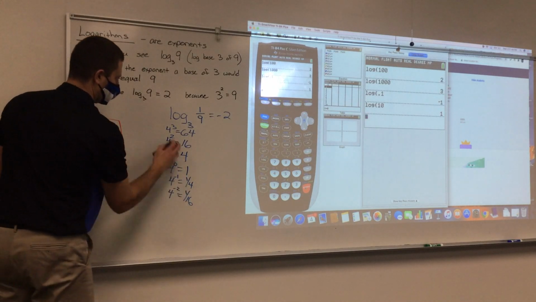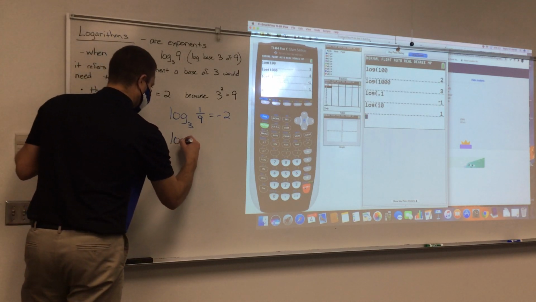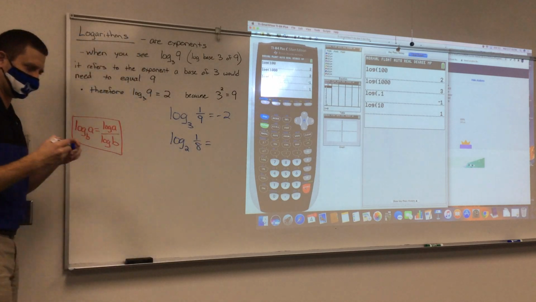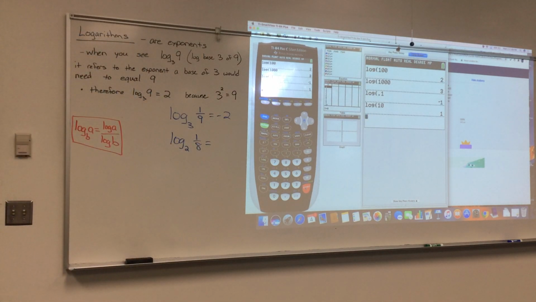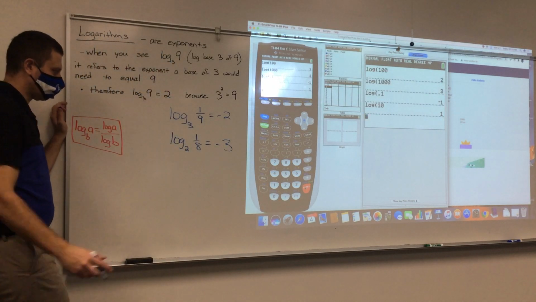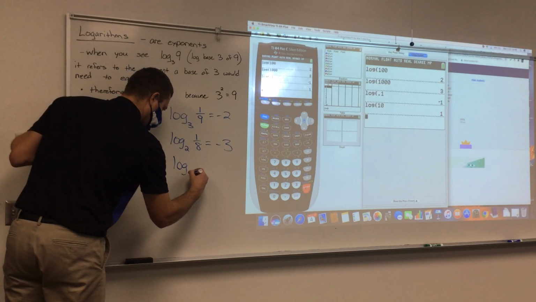Okay? That's what log means. Log base 2 of 1/8. Negative 3. Because 2 to the third is 8. So 2 to the negative 3 is the reciprocal, or 1/8. Easy. Okay? That's what log means.